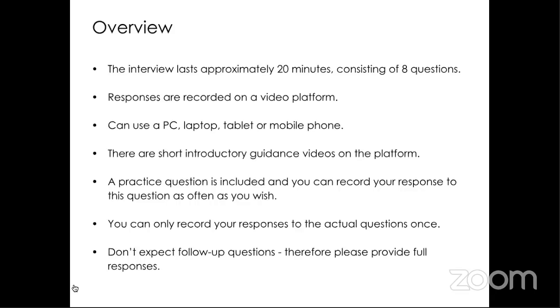One thing to note is once you record your answer, you can only do so once. So it's important that before you start you are ready to go and you have your examples ready, because you only get one chance to do it. Again, with video interviews, unlike a face-to-face interview, you would not be asked a follow-up question. So you'll only be expected to respond to the question you're being asked, and once you're done, you move on to the next question.